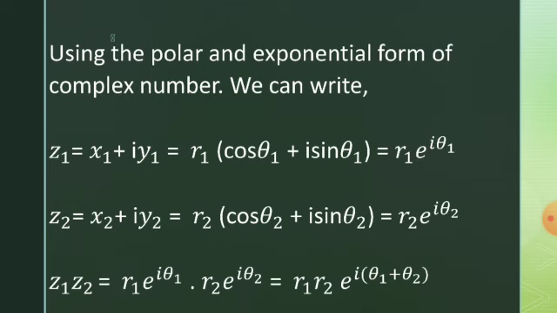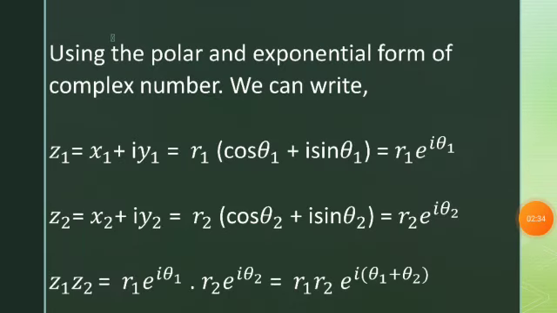Now the polar form is r1 (cos theta 1 plus i sin theta 1). Now the exponential form of complex number z1 is equal to r1 e raised to i theta 1, where r is the modulus of the complex number and theta is the argument.